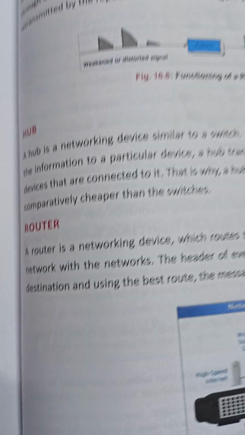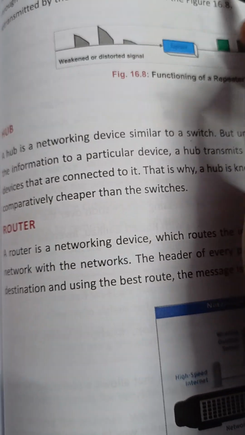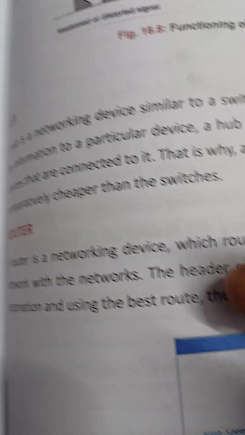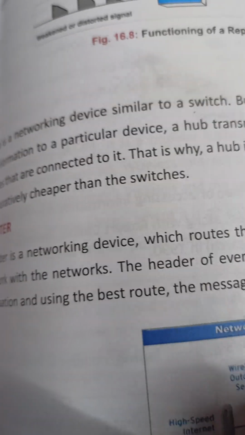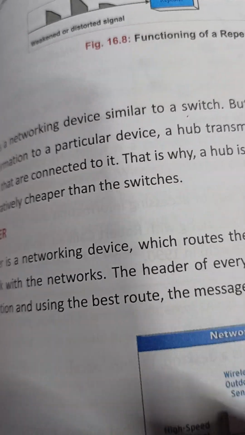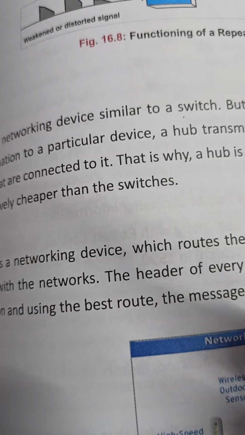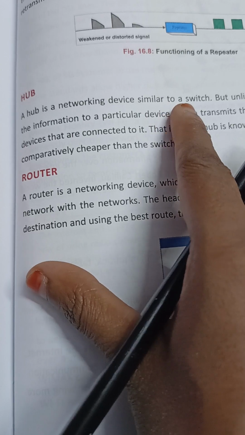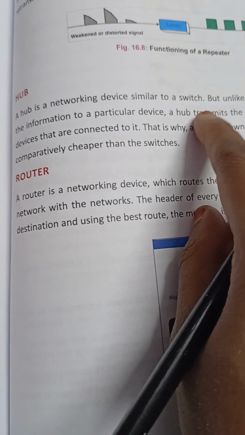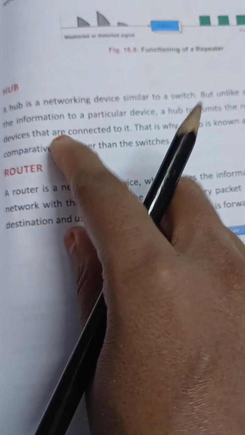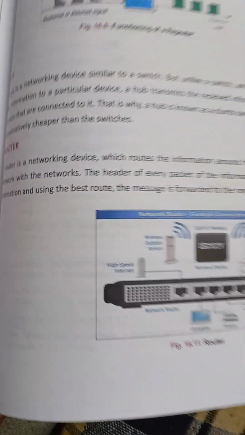This is required when the network signal is weak, for suppose. At that time the repeater is used. For suppose when there is rain and you are not getting a proper signal, at that time what we will use is a repeater. Now the next one is hub. A hub is a networking device similar to a switch. This is also the same as a switch, but it transmits the information to a particular device only.